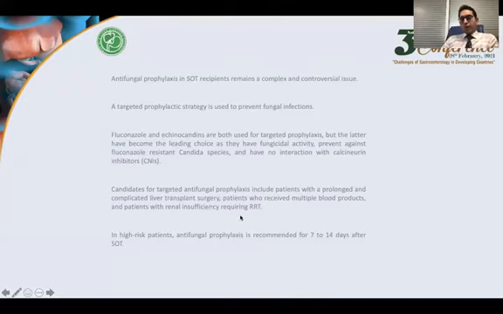Candidates for targeted antifungal prophylaxis include patients with prolonged and complicated liver transplant surgery, patients who have received multiple blood products, which I've already mentioned, and patients with renal insufficiency requiring RRT, that is renal replacement therapy. In high-risk patients, antifungal prophylaxis is recommended for 7 to 14 days after solid organ transplants.